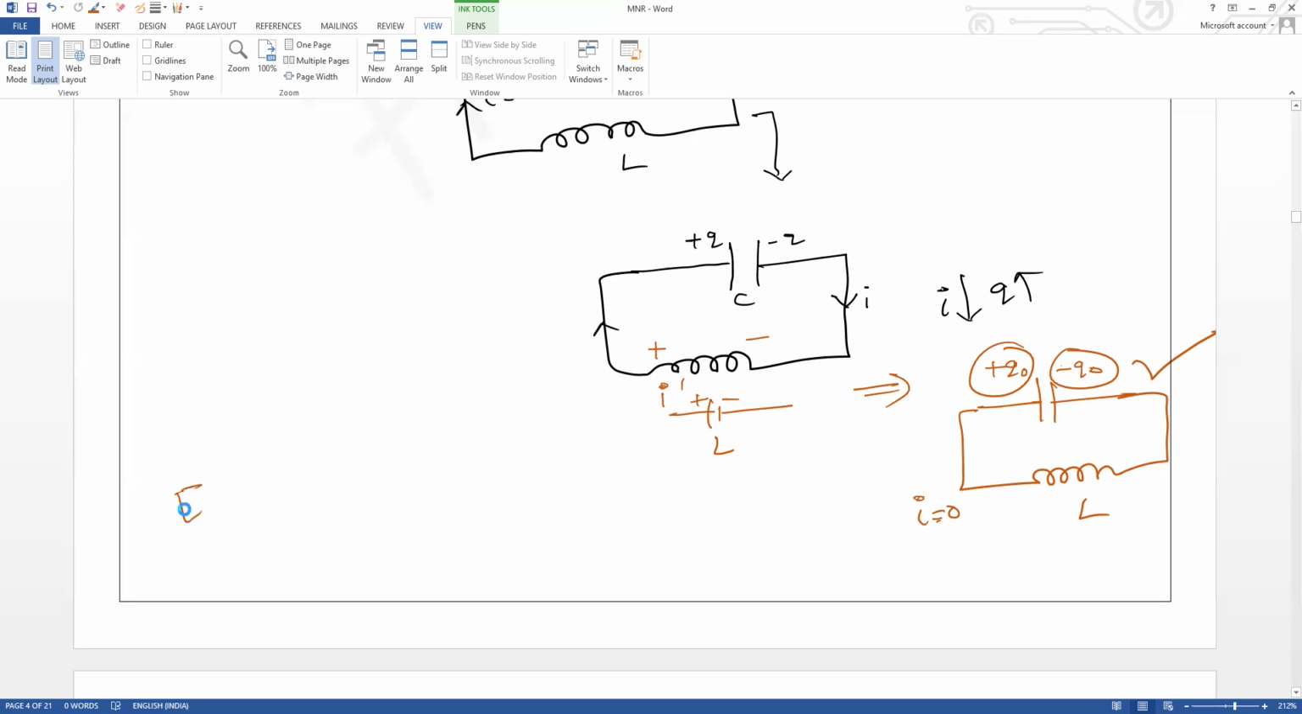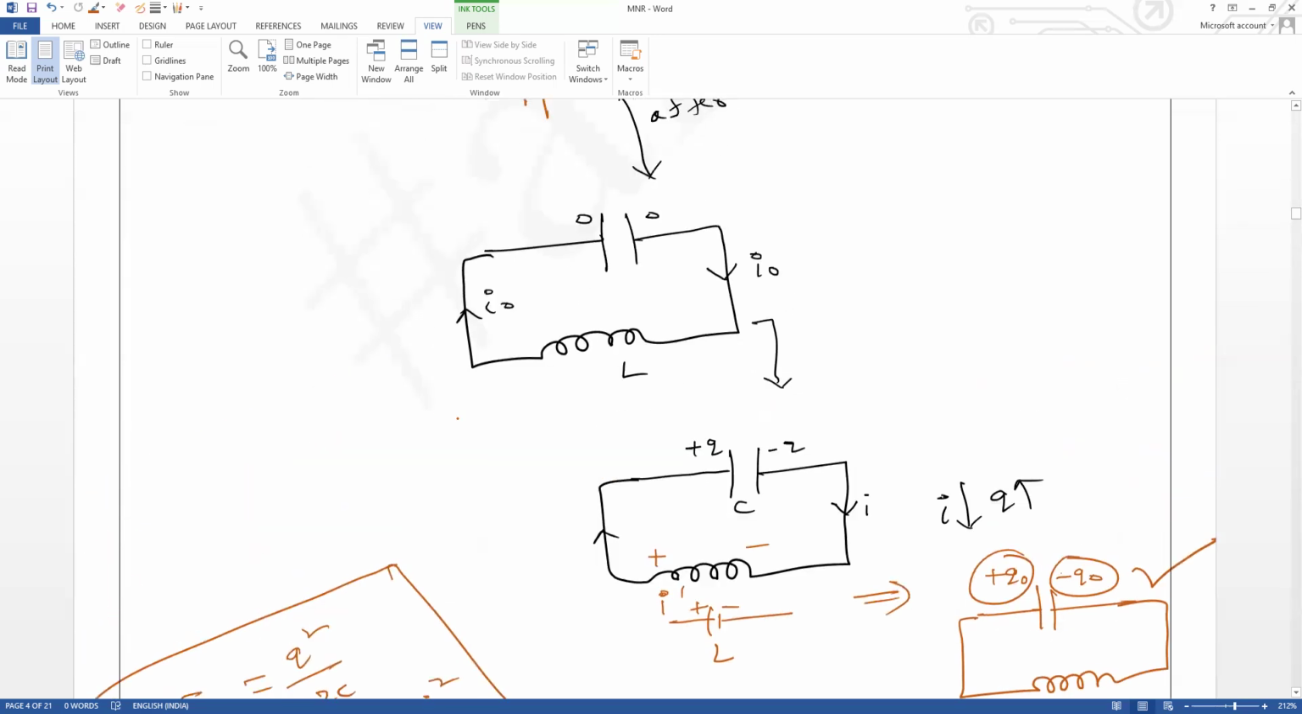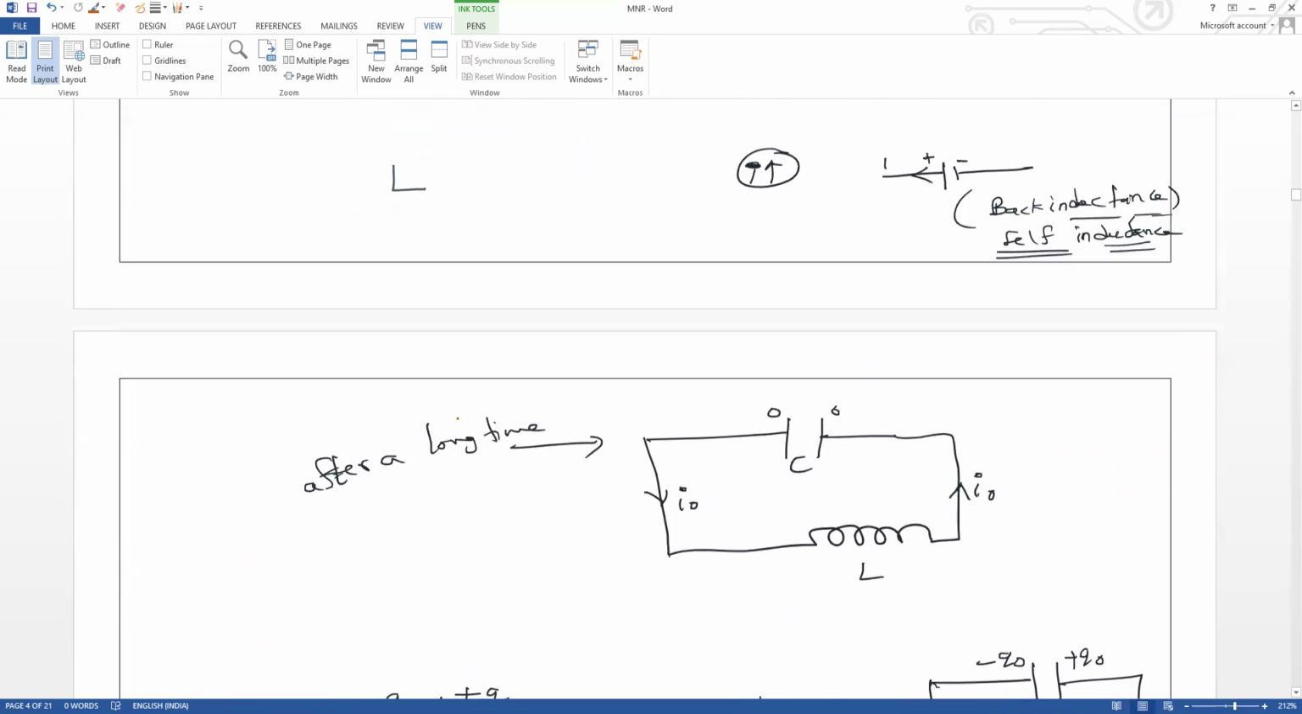So now from this only we are going to derive it. The energy of a capacitor is given by the formula Q square by 2C. In the same way, the energy of an inductor is 1 by 2 L i square. The derivations of these formulas we will also discuss, and you should remember these energies. Once again, in the evening we are going to study this.